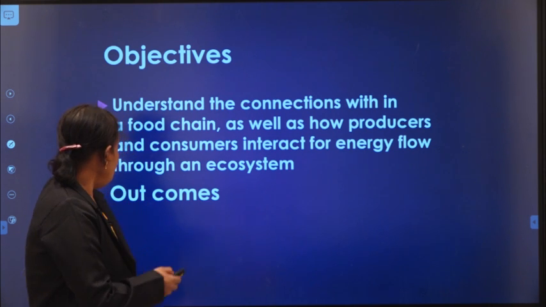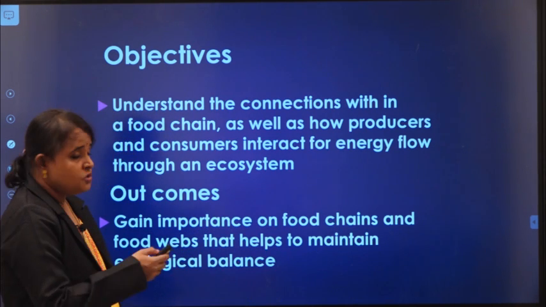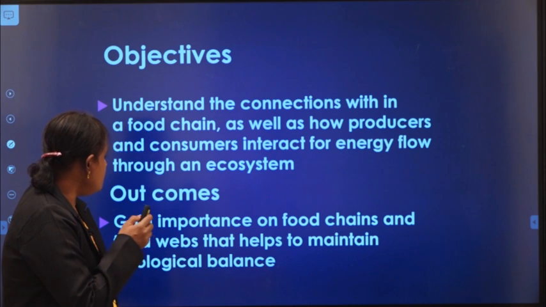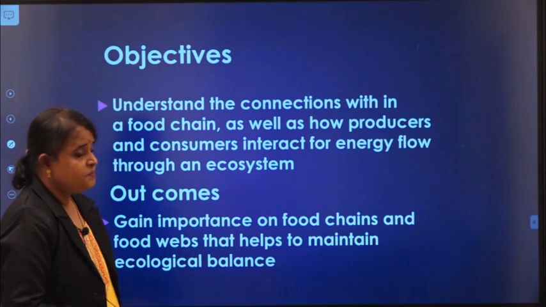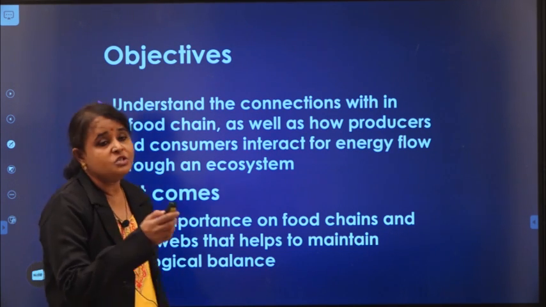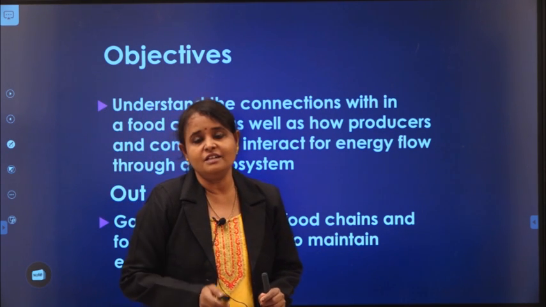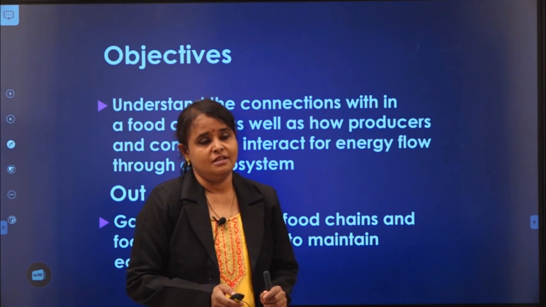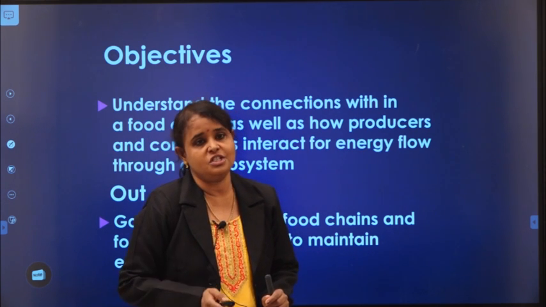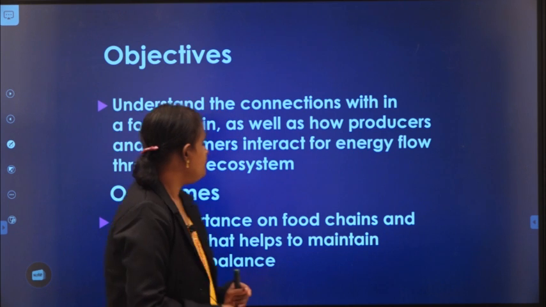Okay. So, finally what happens? Students gain an understanding of the importance of food chains and food webs, which help to maintain ecological balance. I told you, if the food chain is disturbed, it results in ecological imbalance. That much important is the food chain. Clear?